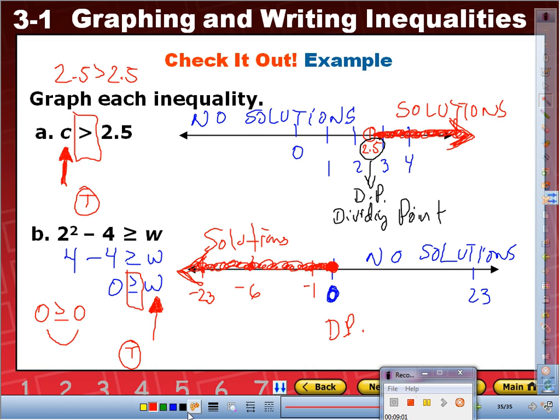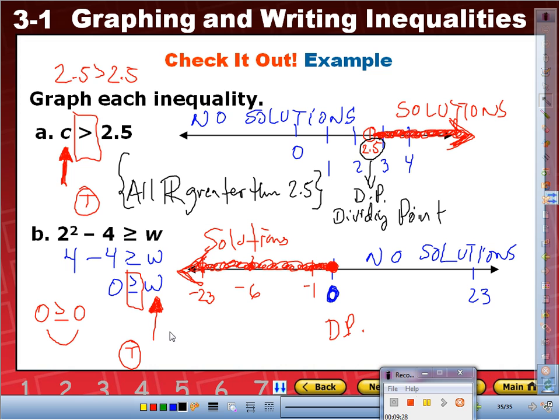Now check this out. I want you to write your solution set like this for this first one. Solution set is all real numbers. Let's see. All this number line is real numbers, but are all of them the solution? No. All real numbers, what? Greater than 2.5.